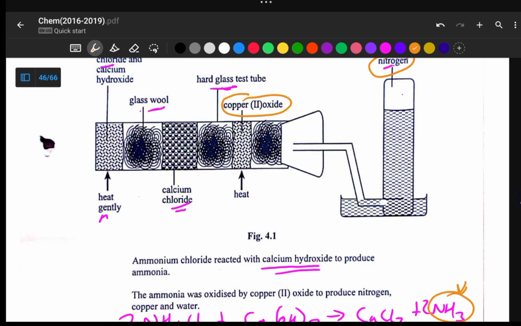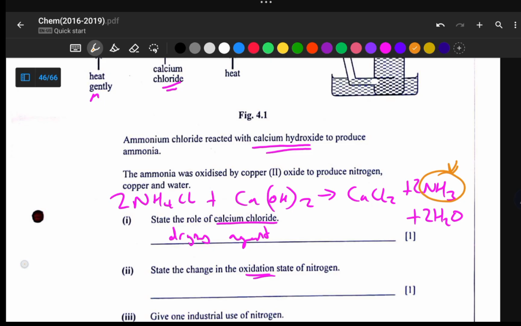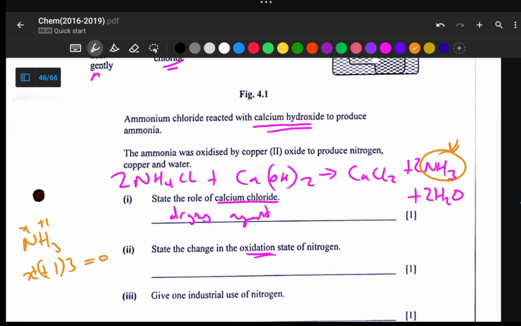So this is the equation you need to know. The oxidation state of nitrogen in ammonia, NH3: you're going to have X and then plus 1 times 3 to give us 0. So X plus 3 is equal to 0, and X is equal to minus 3. So the oxidation state is changing from minus 3 to 0, meaning it is undergoing oxidation. There's an increment in the oxidation state from minus 3 to 0.